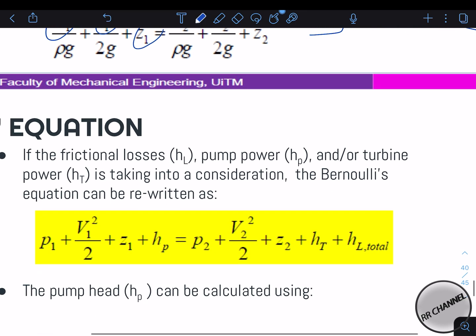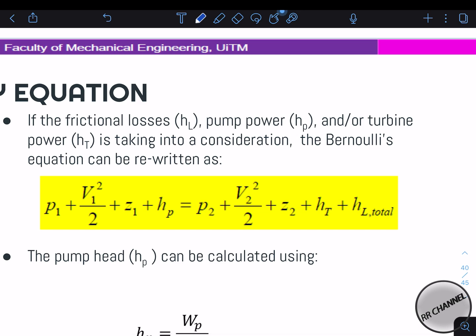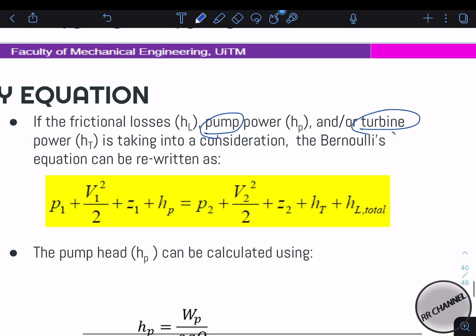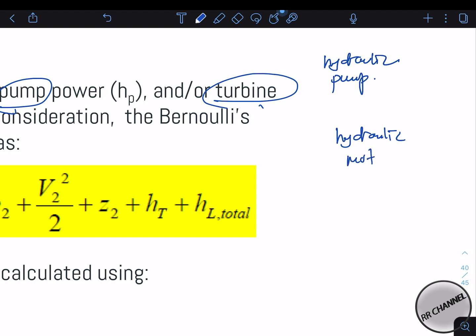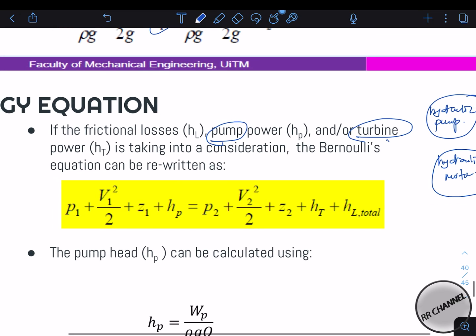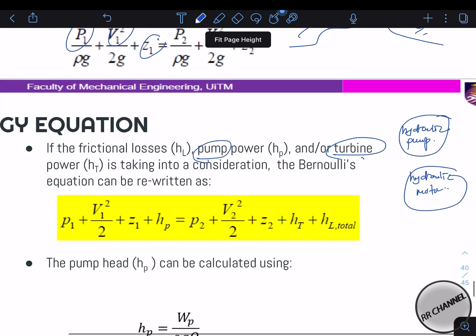So in fluid power or hydraulic circuit analysis, basically we need to take into account the existence of the pump, the hydraulic motor or turbine, and also the losses between point 1 and point 2. When we want to include the hydraulic components, which are the hydraulic pump, as I mentioned earlier, and also the hydraulic motor, we need to put these into your Bernoulli equation. So originally we just have the equation like this one.